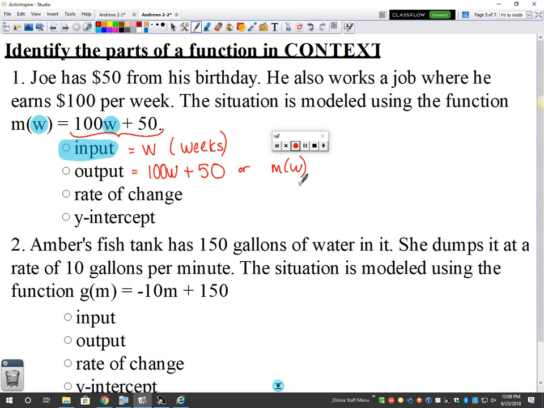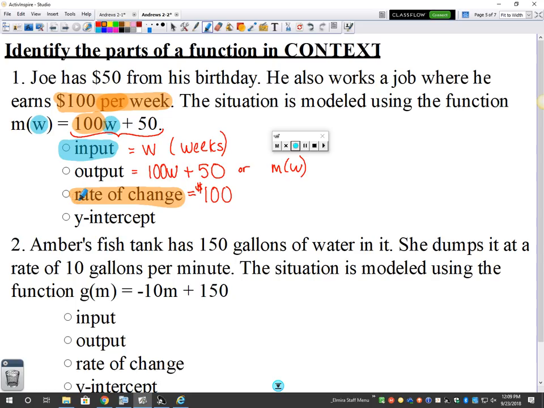Rate of change. So I see the word per in context here. So 100 is my rate of change. $100 as a rate of change is also right in front of the variable. So you can always tell the rate of change based on where it is in the function. Whatever number is right in front of the variable that multiplies the variable is the rate of change.